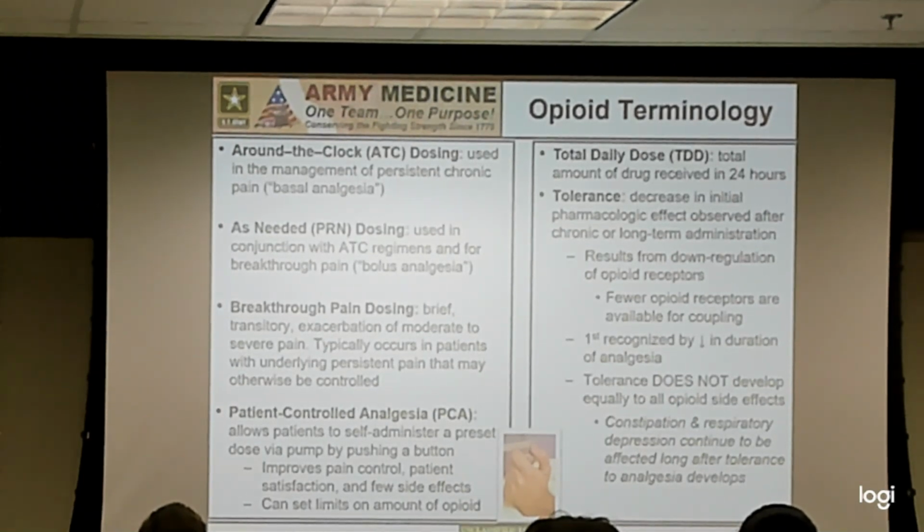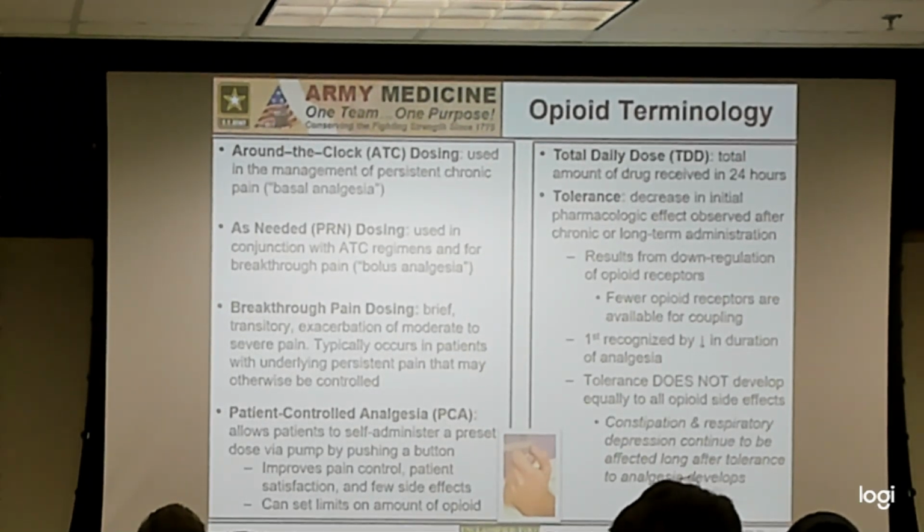Breakthrough pain dosing, I just kind of explained it in the as needed dosing, but essentially if they have chronic pain or any type of pain and we're giving them a basal dose or a long acting opioid to control their pain, and they have some type of breakthrough pain and I need to give them a dose of medication, that's essentially what it is, which is almost the same thing as as needed.